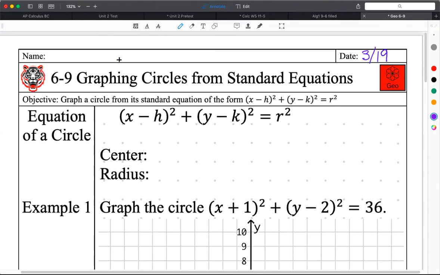For the objective: nonverbal feedback. Can I read the objective now? Yes, you can read the objective. Graph a circle with standard equation of the form (x minus h) squared plus (y minus k) squared equals r squared. Perfect, thank you.